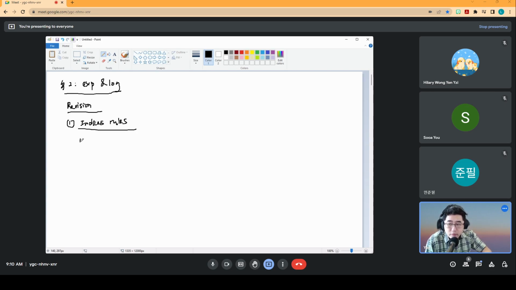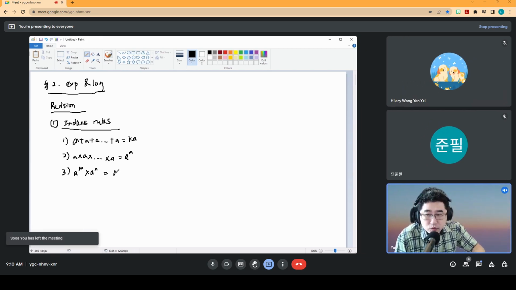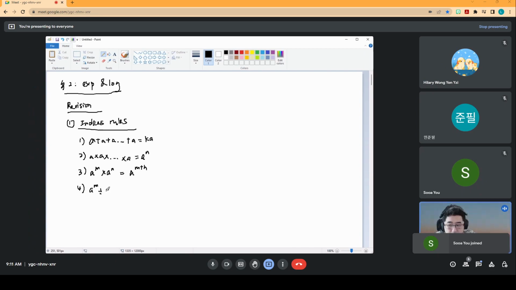Okay, we have: 1, a times a times a, as a to the power n. 2, 3: a^m multiplied by a^n equals a^(m+n). 4: a^m divided by a^n equals a^(m-n). 5: (a^m)^n equals a^(mn), which equals (a^n)^m. Okay, number 6, a power of 0 equals 1.